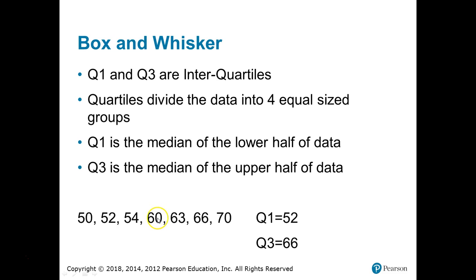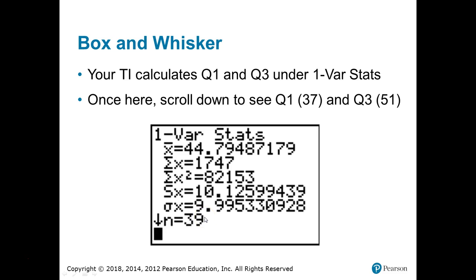And then the same for the upper half. So we have 63, 66, and 70 as the upper half of the data. The median of that would be 66. So your TI will calculate Q1 and Q3 under one variable statistics. I showed you how to get to this point in the previous video. So once you're here, you can scroll down, and then you will find Q1 would be 37, and Q3 would be 51.